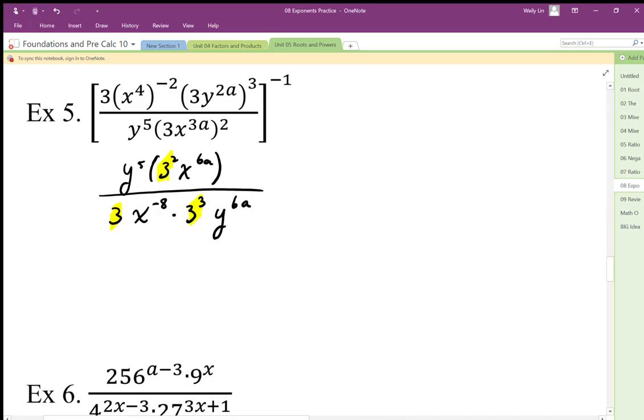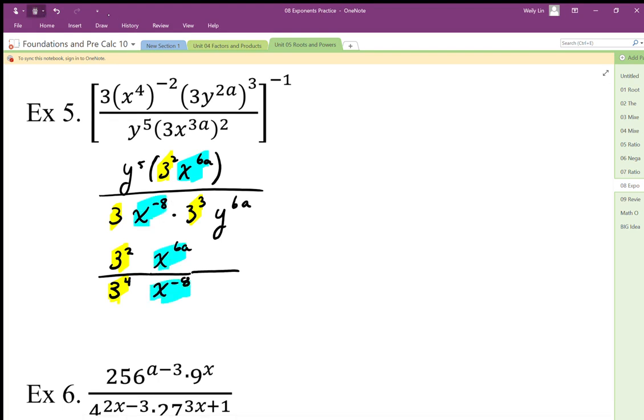In the numerator, I have 3 to the power 2. In the denominator, I have 3 to the power 4. Okay, so I want to make sure I'm keeping track of that. I'm going to next go to my x's. I have x to the power 6 divided by x to the power negative 8. Well, divide means times. Oops, that's 6a. So that's going to end up in the numerator with that. And again, I want to just highlight that so I'm keeping track of all my base x's.